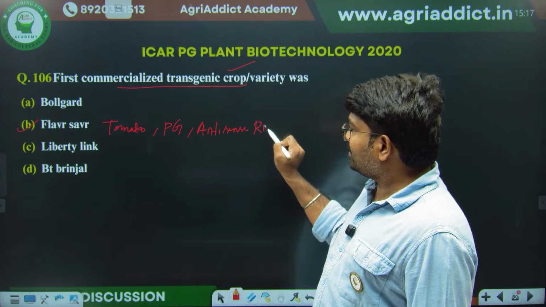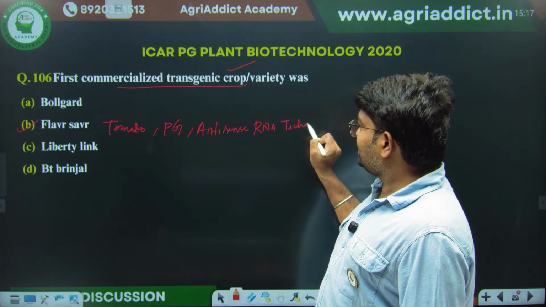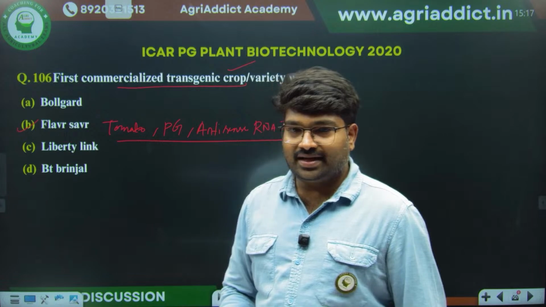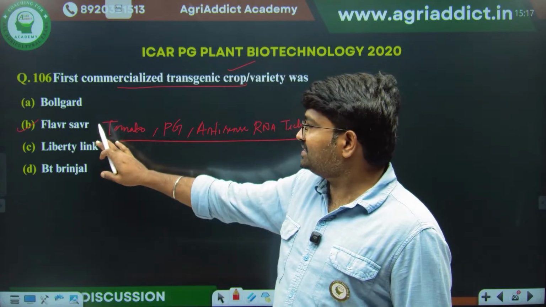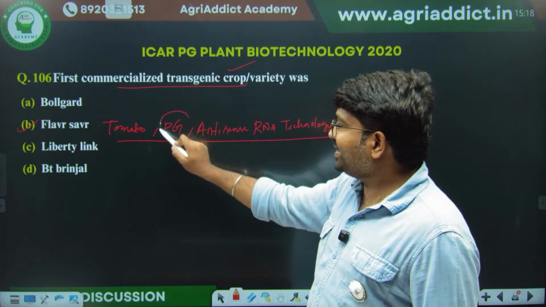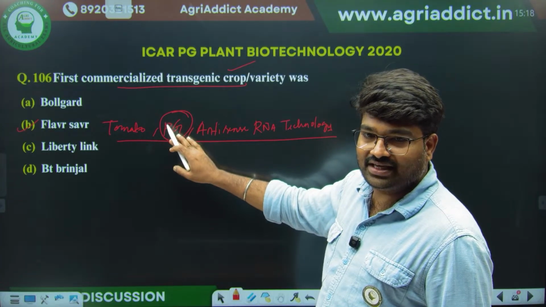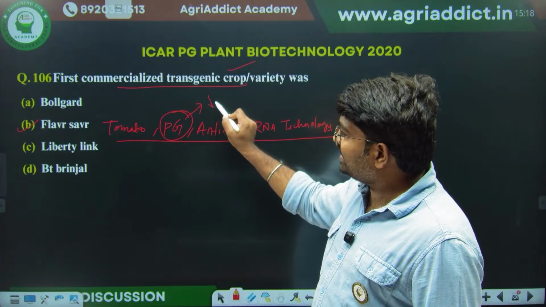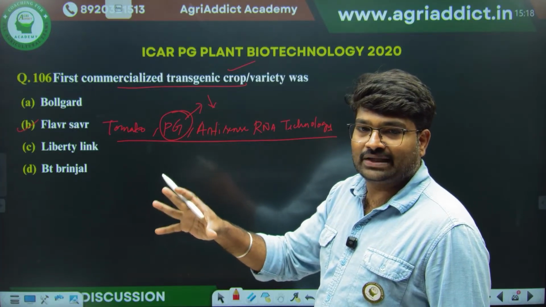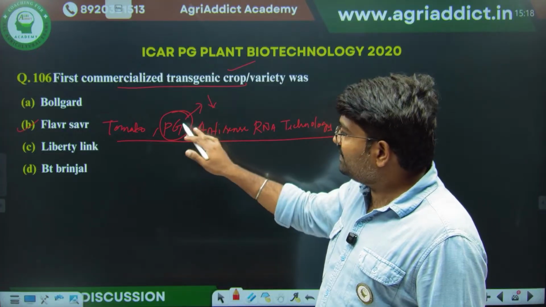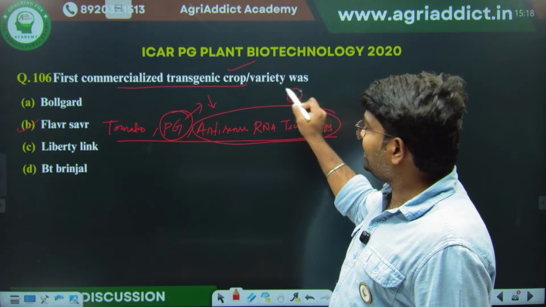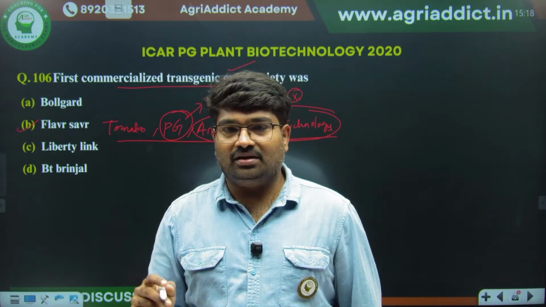Antisense RNA technology. This is very important. That's why I have written here: Flavr Savr tomato variety, the first commercialized transgenic crop. They targeted the polygalacturonase gene. If we reduce the expression of this gene, cell wall loosening will be reduced, so increased shelf life will be there. By which technique did they do it? Antisense RNA technology. This is another important point.